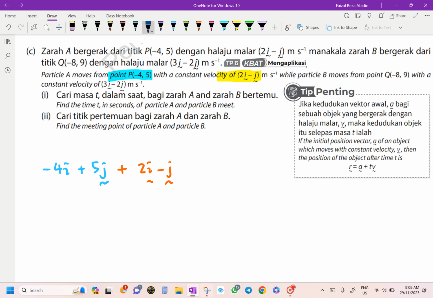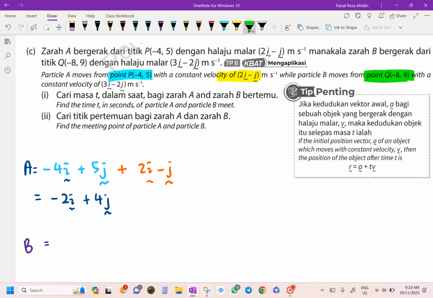See, this is for particle A. We are going to have negative 4i plus 2i, you're going to get negative 2i. 5j minus j, you're going to get plus 4j. Okay? That's for our particle A. For particle B, it says here, you are going to get negative 8, 9 for point Q.